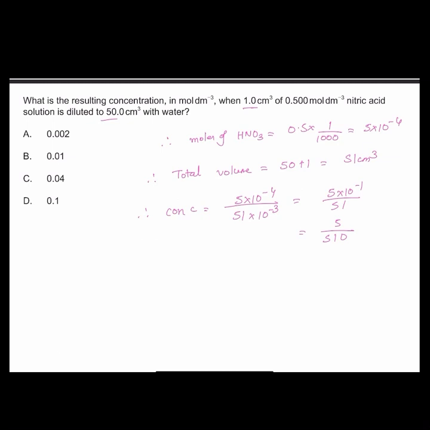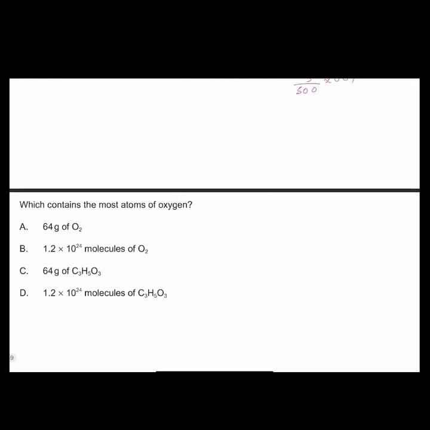Now, if you simplify, approximately this will be 0.01, because 5 by 500 is 0.01. So 5 divided by 510 will have a value which is very close to 0.01. So with this approximation, we can say option B is the correct answer to this question.